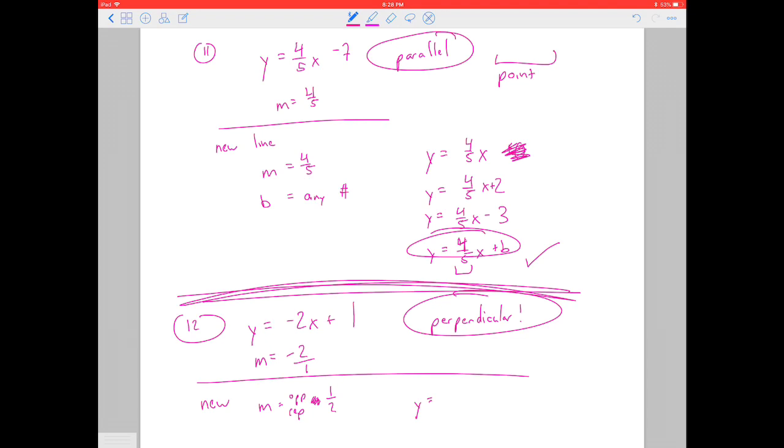So just like before, we don't need it to go through a certain point. So as long as we have 1/2 x and then any number after that, so plus 1, y equals 1/2 x minus 1, or anything. Seriously, any value of b would work. All right.